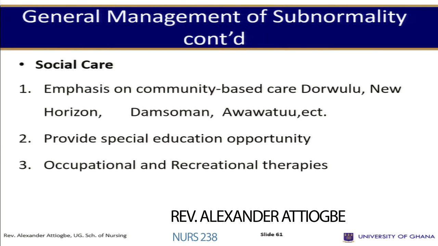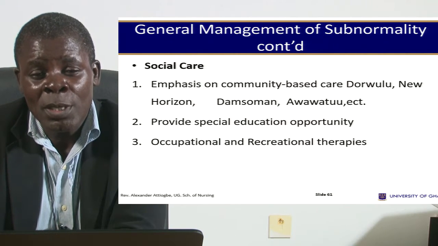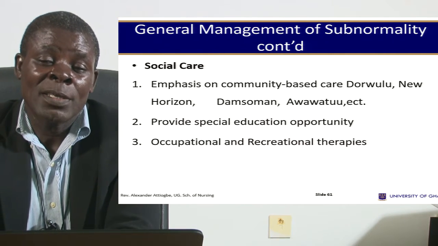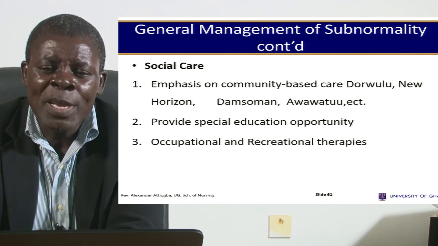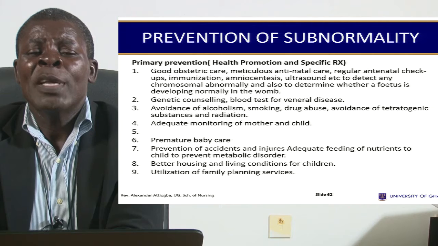Social care for subnormal patients. Emphasis on community-based care. And we have one in Jaulu. We have one at Cantonment, the New Horizon School. Then we have one in Dansoman, and we have Awawa too, and others. Provide special education opportunity, occupational and recreational therapies, which is key. How do you prevent subnormality?